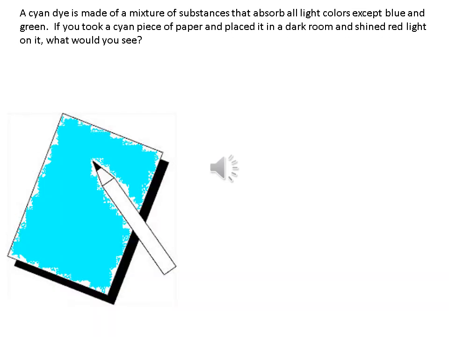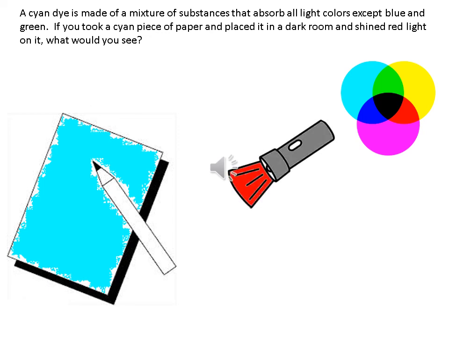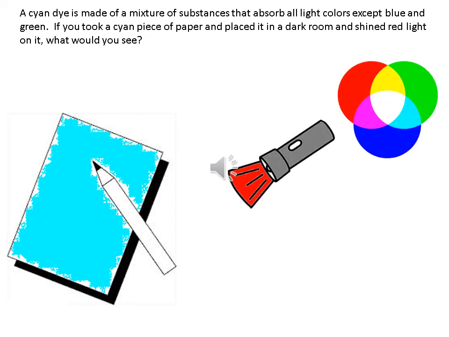A cyan dye is made of a mixture of substances that absorb all light colors except blue and green. If you took a cyan piece of paper and placed it in a dark room and shined red light on it, what would you see? Now the cyan paper was made using the subtractive color chart, but we're shining a red light on it, so we're going to go ahead and switch over to the additive color chart to answer this question.